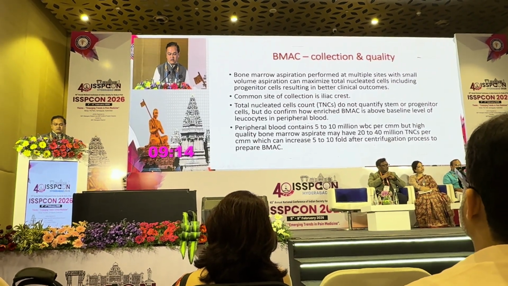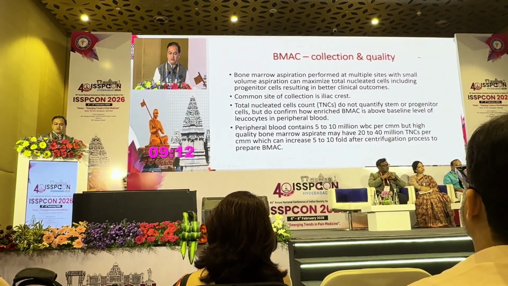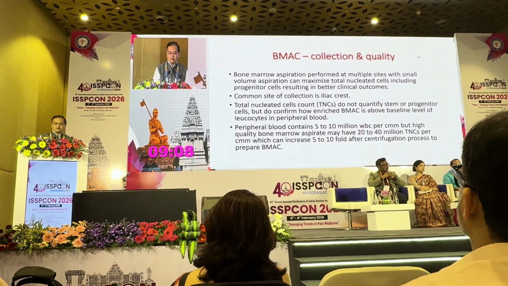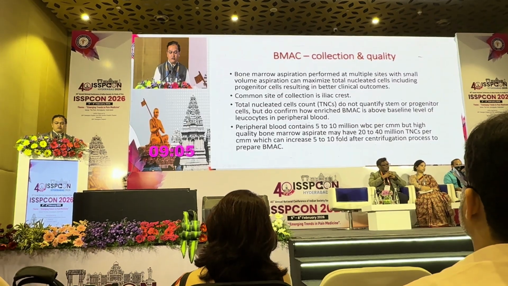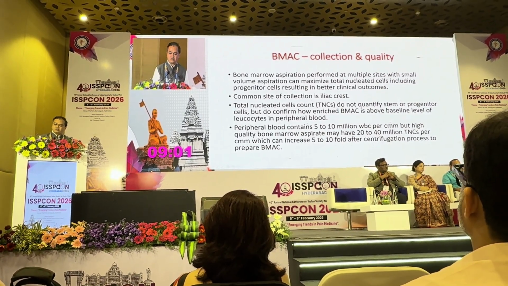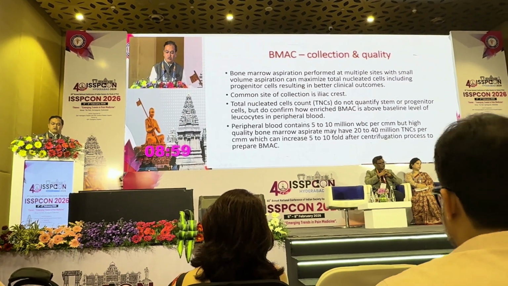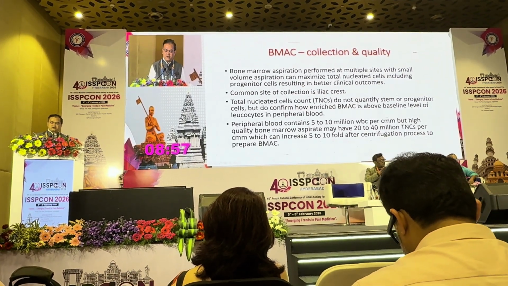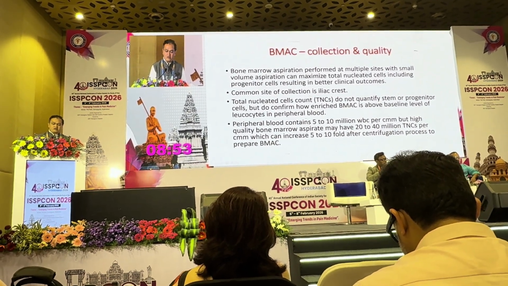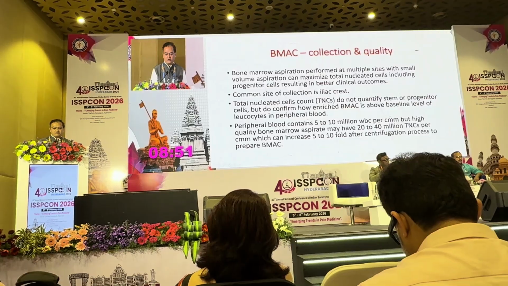Some quality and collections, bone marrow aspiration, mostly we prefer the site of small volume aspiration, to maximize the total nucleated cell including the progenitor cell, resulting in better clinical outcomes. Common site of collection is iliac crest. Total nucleated cell count is considered as a quality of BMAC, and if it is more, then we have good quality of the bone marrow.